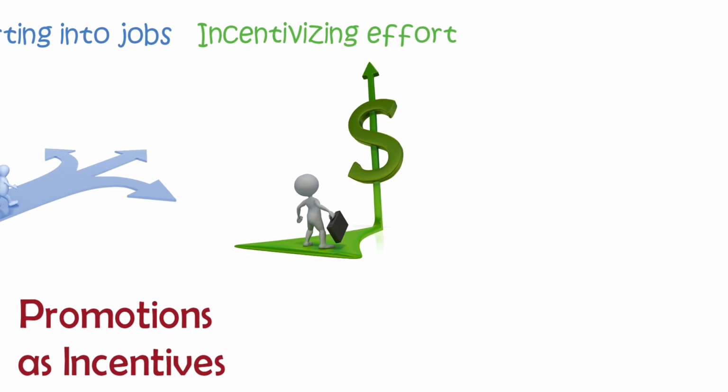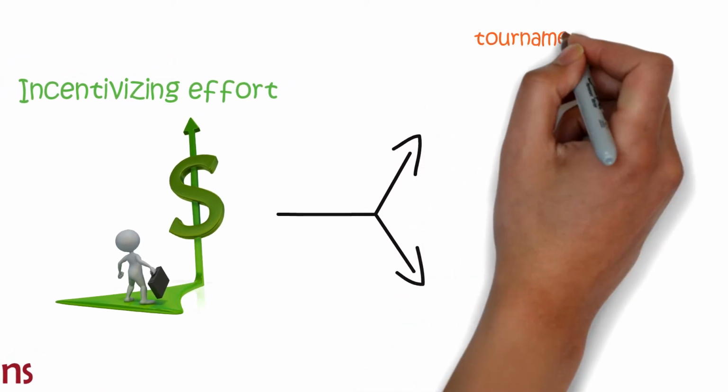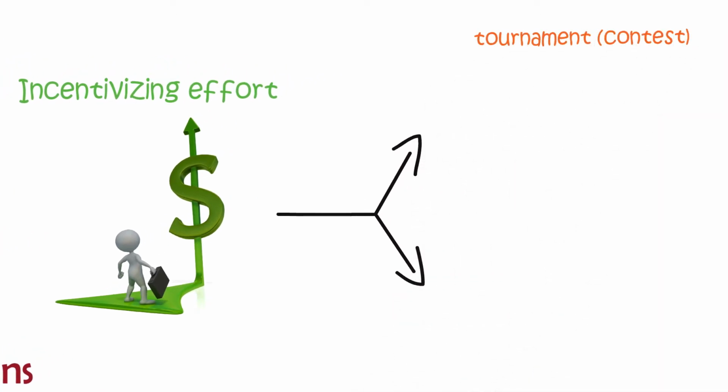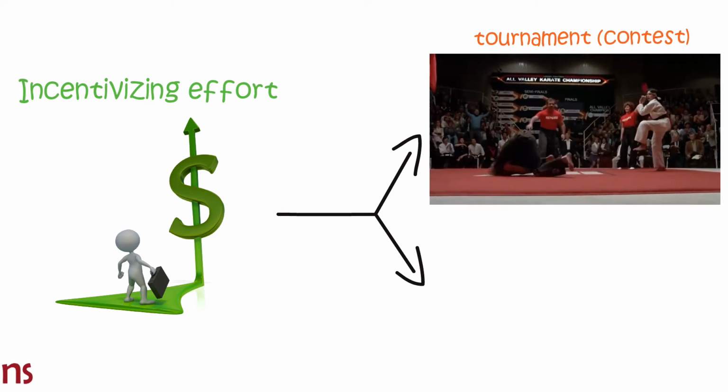It's useful to distinguish between two types of promotion systems. One promotes the winner of a tournament or a contest. For example, the salesperson who sells the most in a 6-month period could be promoted to be the regional sales manager. This involves direct competition and the prize is a promotion.